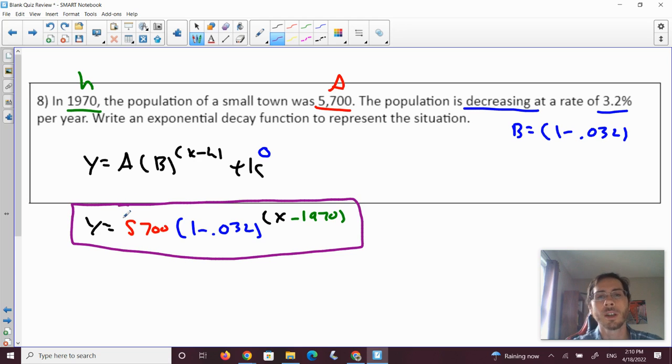So again, it would also be correct if you didn't have the 1970 there, because you can also choose to count years after 1970. But that's that one. So just write the function.